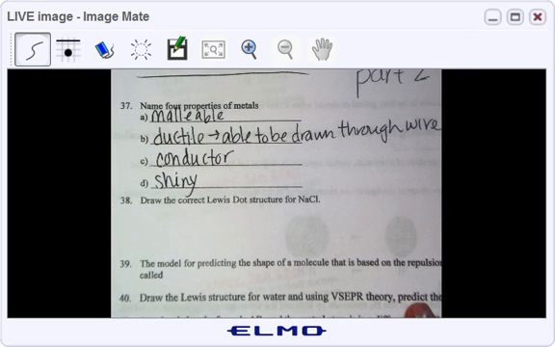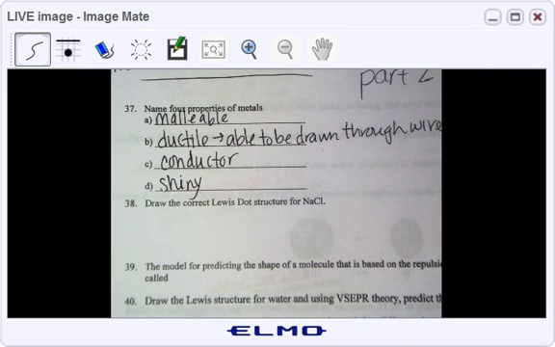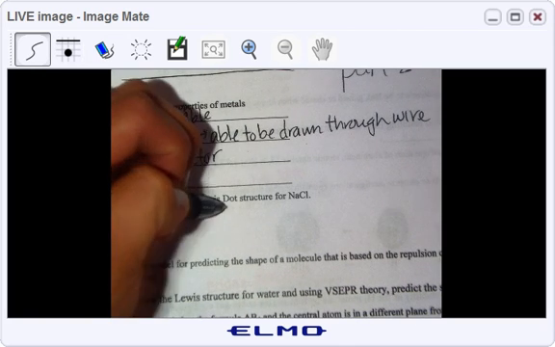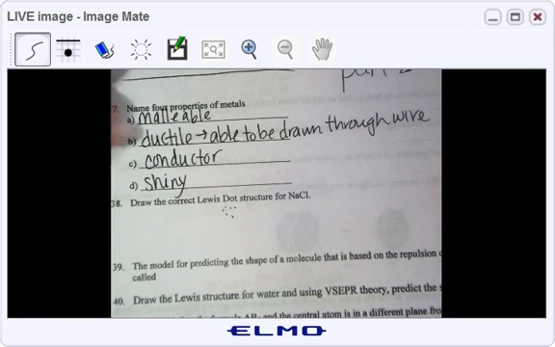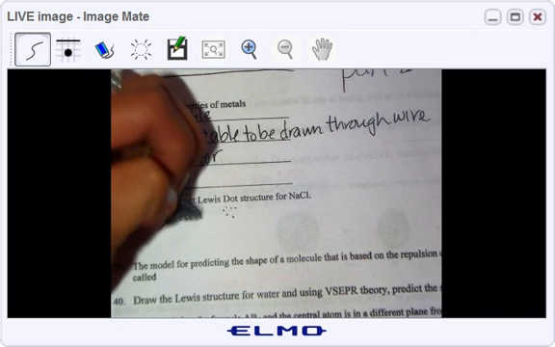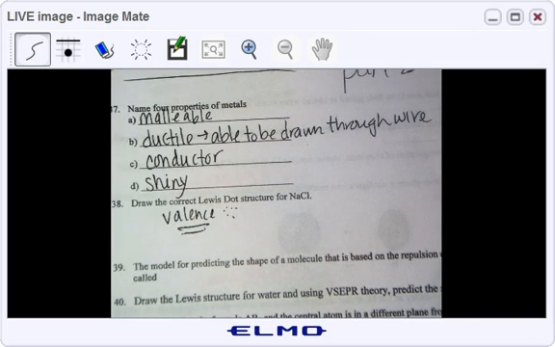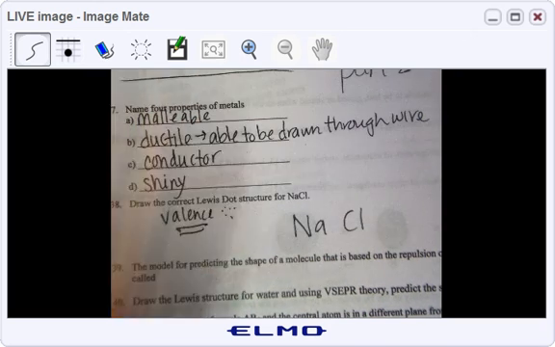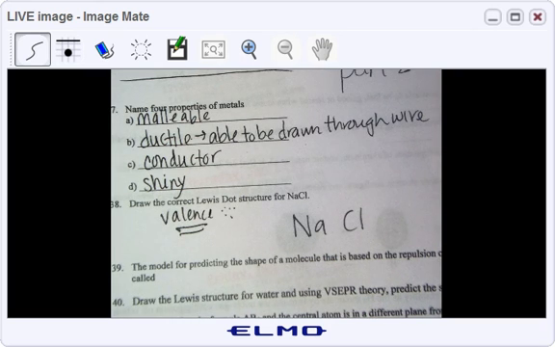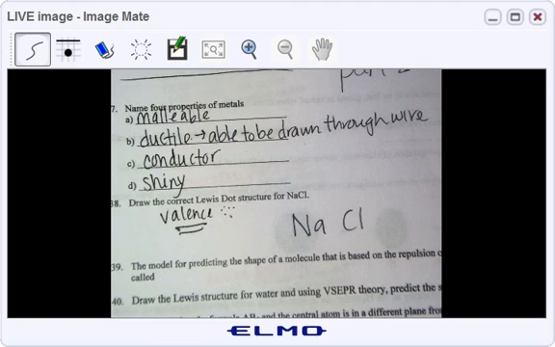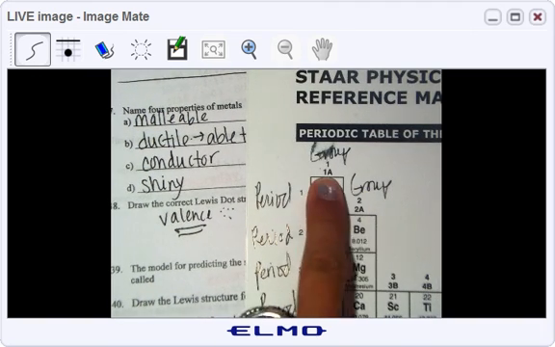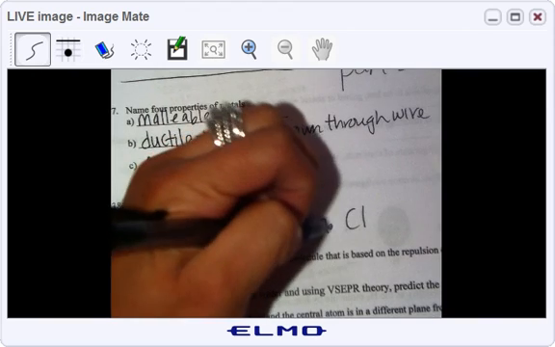Number 38, draw the correct Lewis dot structure for NaCl. As soon as you see Lewis dot, you should think 2 things. Dots, and then valence. Okay, so for NaCl, you draw the number of dots at however many valence electrons there are. So for Na, you have to look at your periodic table. The valence electrons are 1. 1 dot for Na.